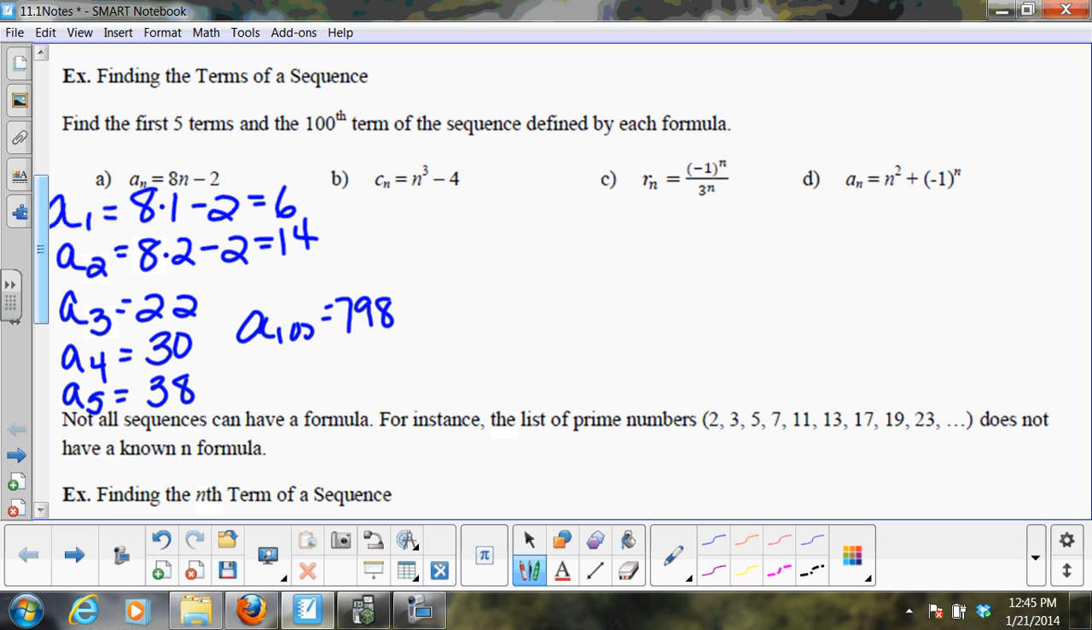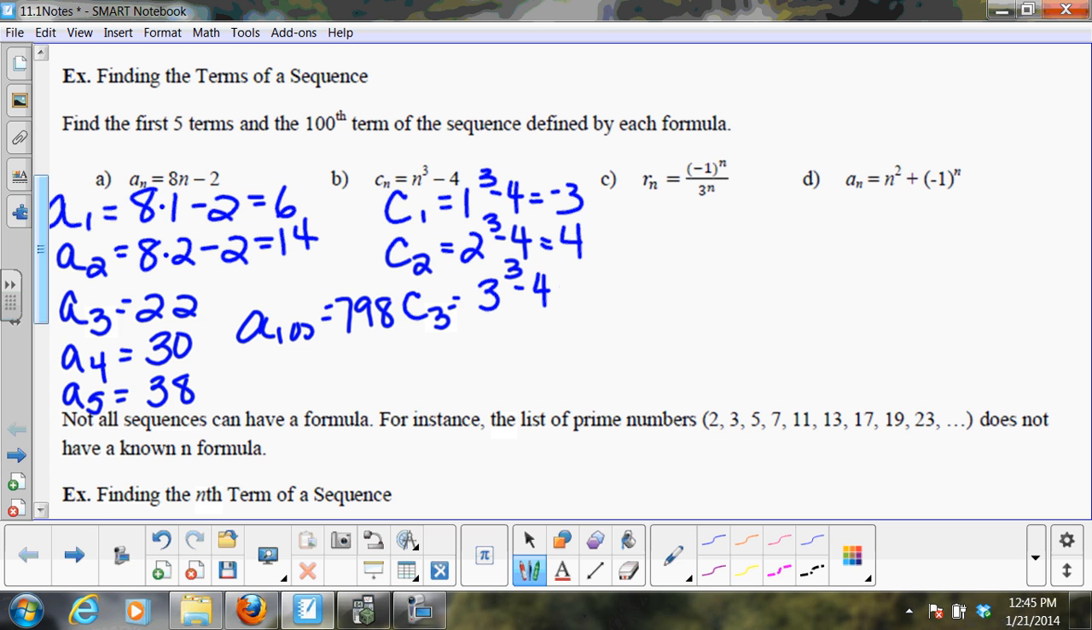For the next sequence, to plug in 1 cubed minus 4 is negative 3. Second term is 4. The third term, this is not like a pattern, you notice.